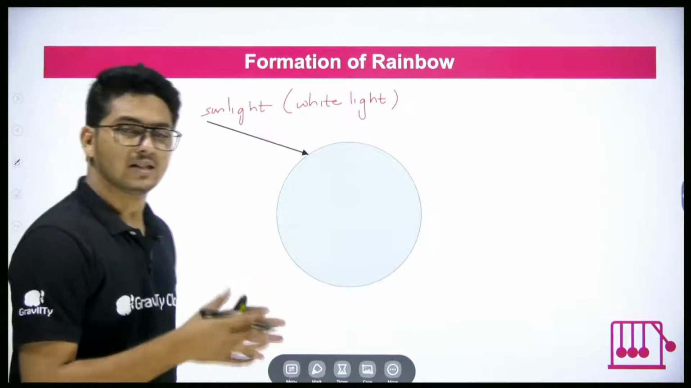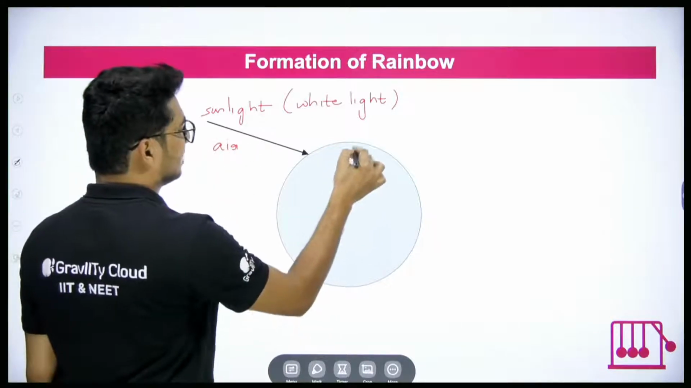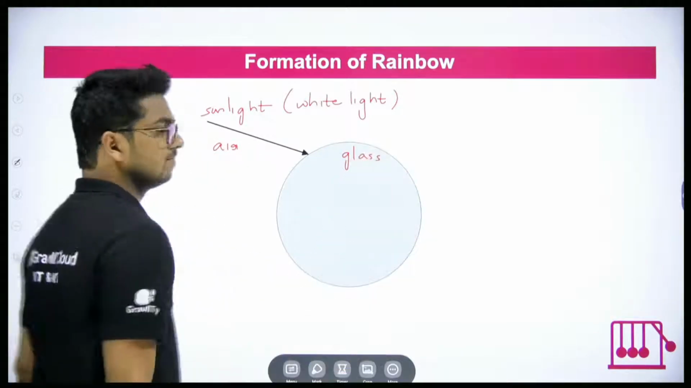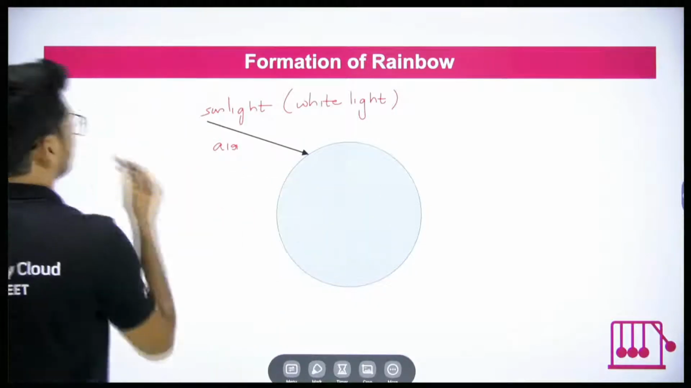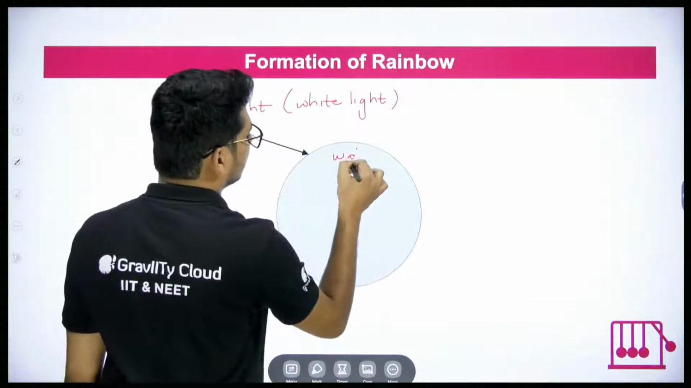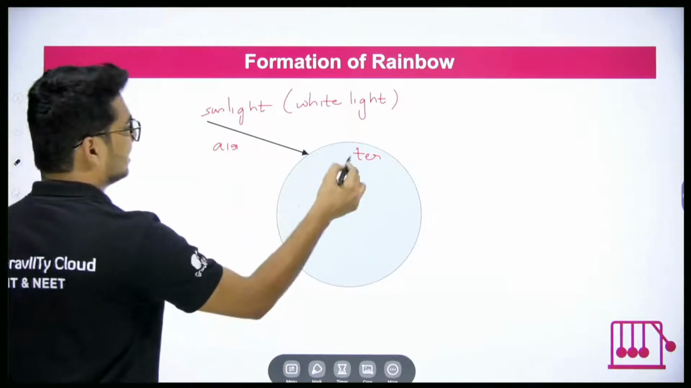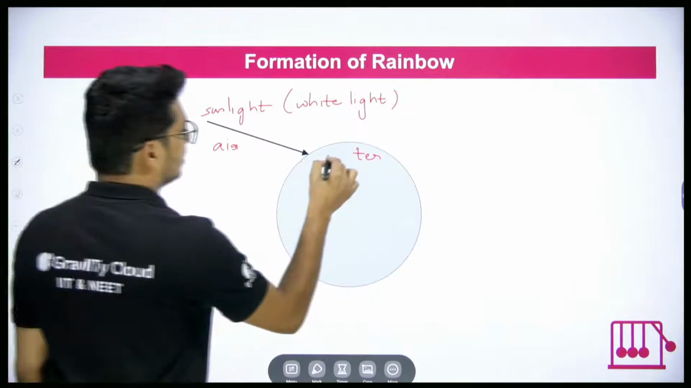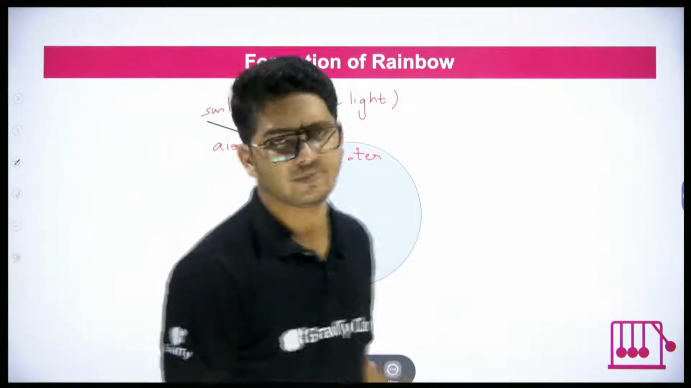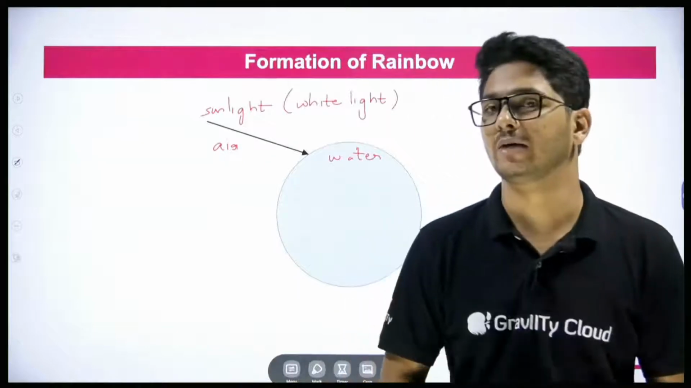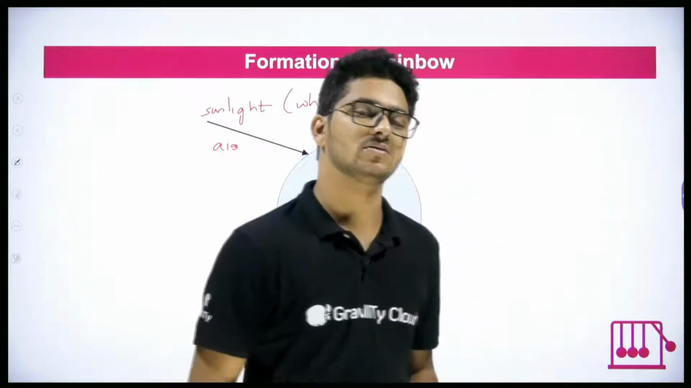Then here, look at this. It is going from which medium to which medium? It is going from air to glass. Sorry, not glass, my mistake. It is going from air to water because we are talking about a rainbow. So it is a water droplet. So it is going from air to water. So it is going from which medium to which medium? A rarer medium to a denser medium. Obviously, refraction is going to take place. But at the same time, dispersion also will take place.